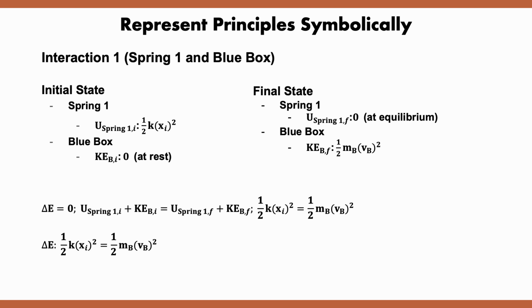The blue box now has been hit and is now moving, so it has kinetic energy, which is 1/2 times mb times vb squared, where mb is the mass of the blue box and vb is its velocity. The change in energy is zero and shown as ui plus kei equals uf plus kef. If we substitute in the equations, we get 1/2 times k times xi squared equals 1/2 times mb times vb squared.